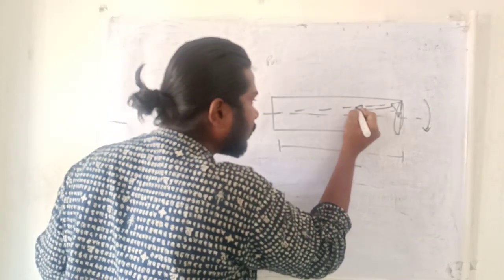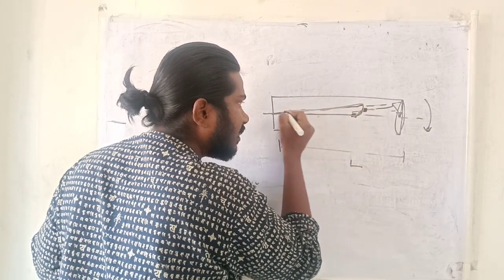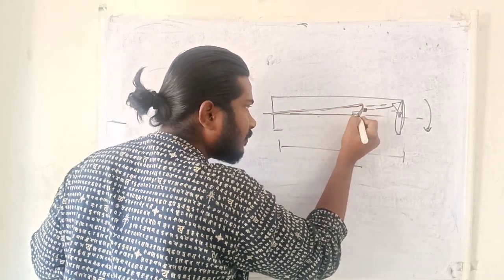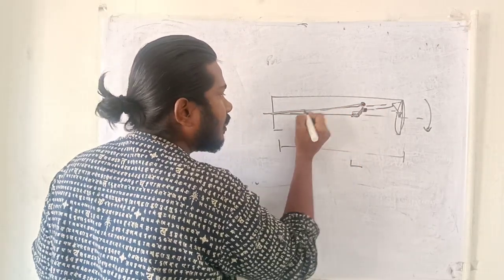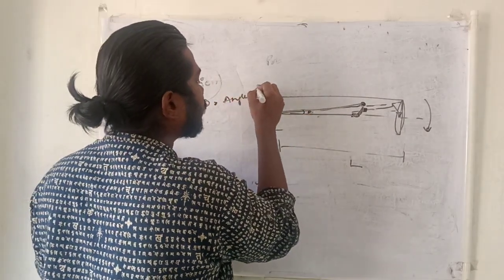See, the position of this part will change to this part. Now this theta is the angle of twist.